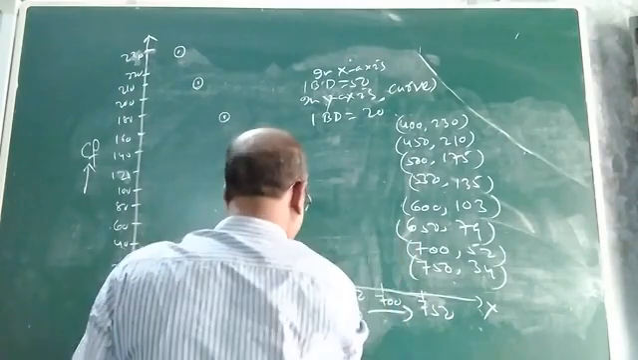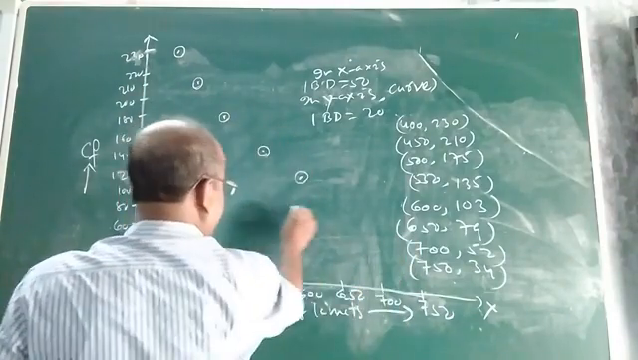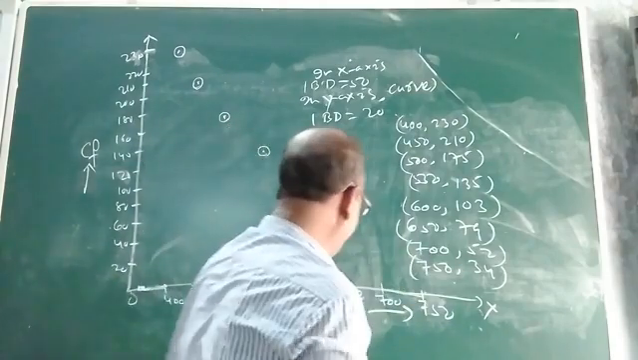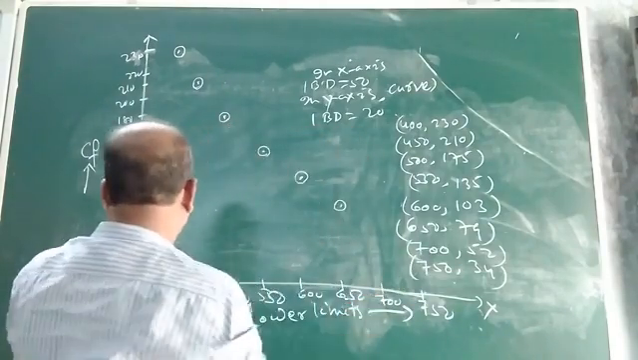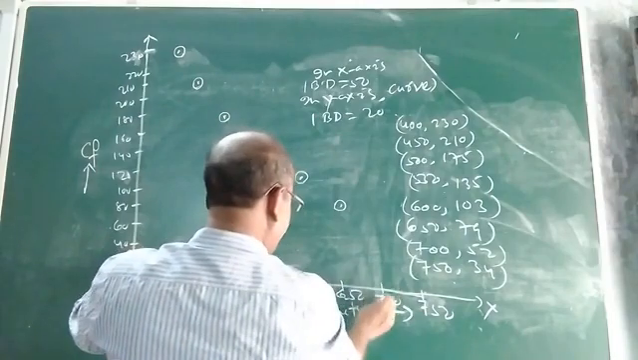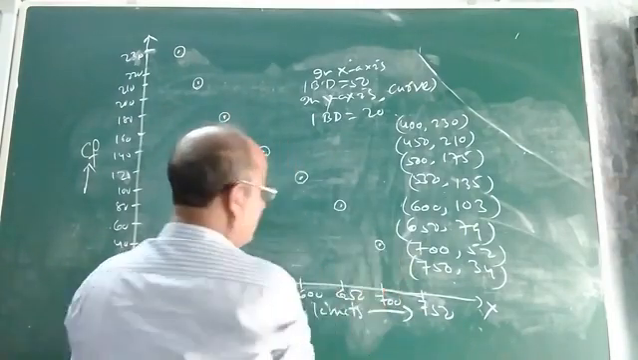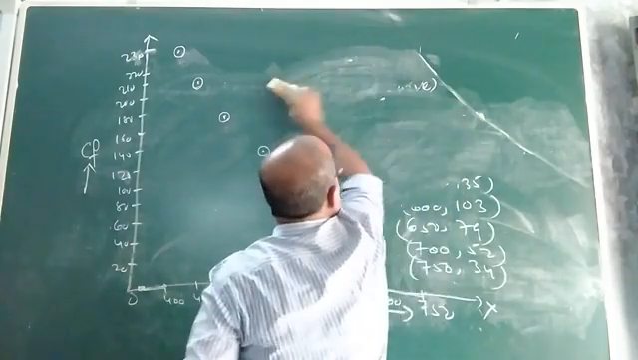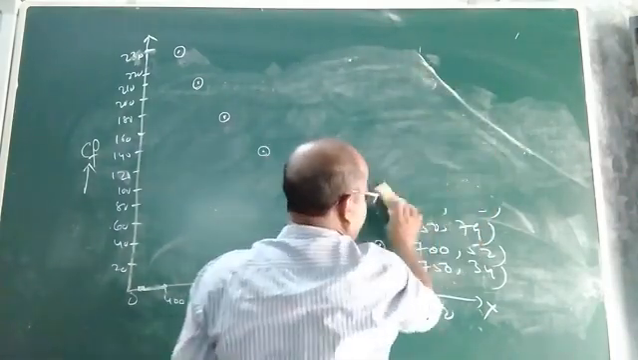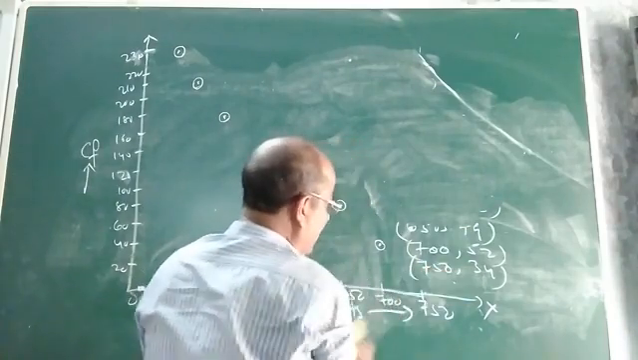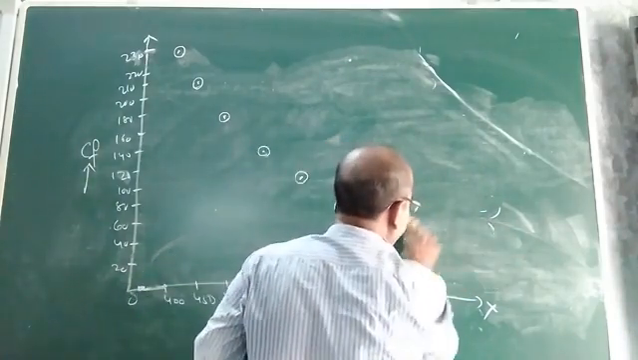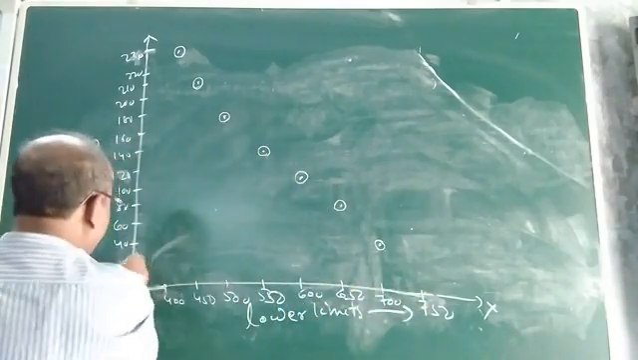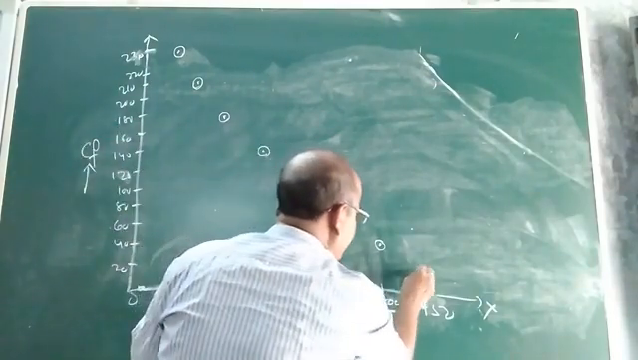Then 650, 79. 79 will come here. Then 700, 52. This 52 will come between 40 and 60. Suppose this is your point. Now the last point, the last coordinates. It is 750 and 34. This 750, 34 will come between 20 and 40. Suppose this point is 34.